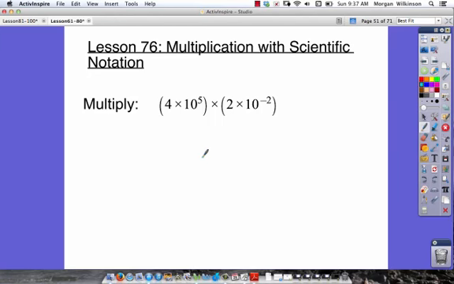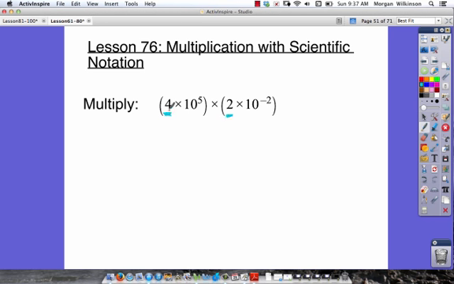Lesson 76 is about multiplication with scientific notation. And we know that scientific notation looks like these two numbers that we have here within our parentheses. Scientific notation will always have something in the ones value times 10 to some power. Now if we want to multiply these together, what we're going to do first is look at our coefficients, the numbers out in front.